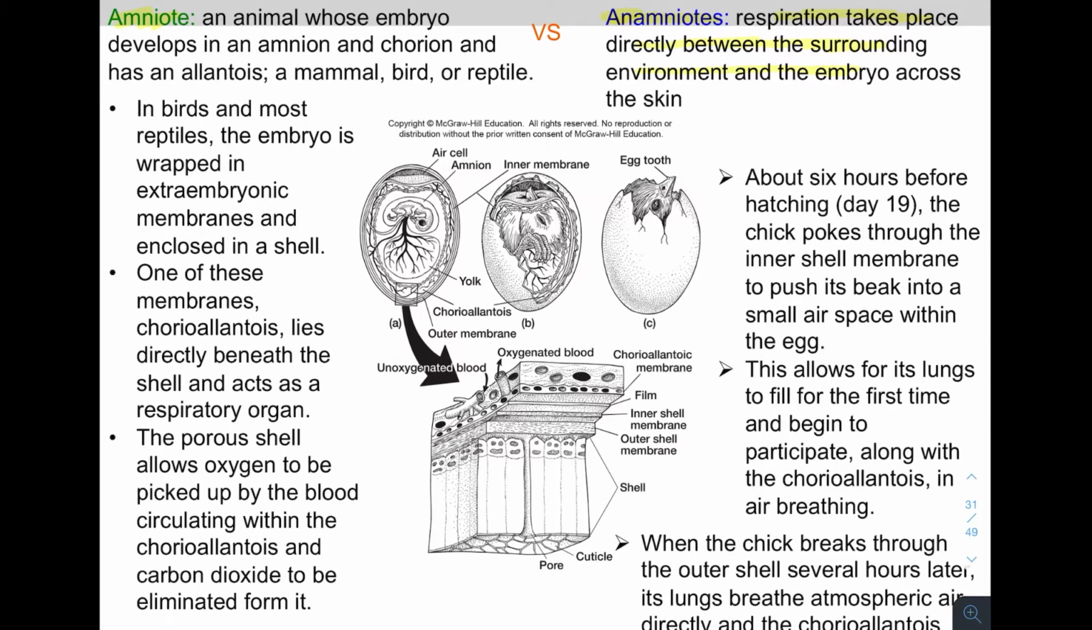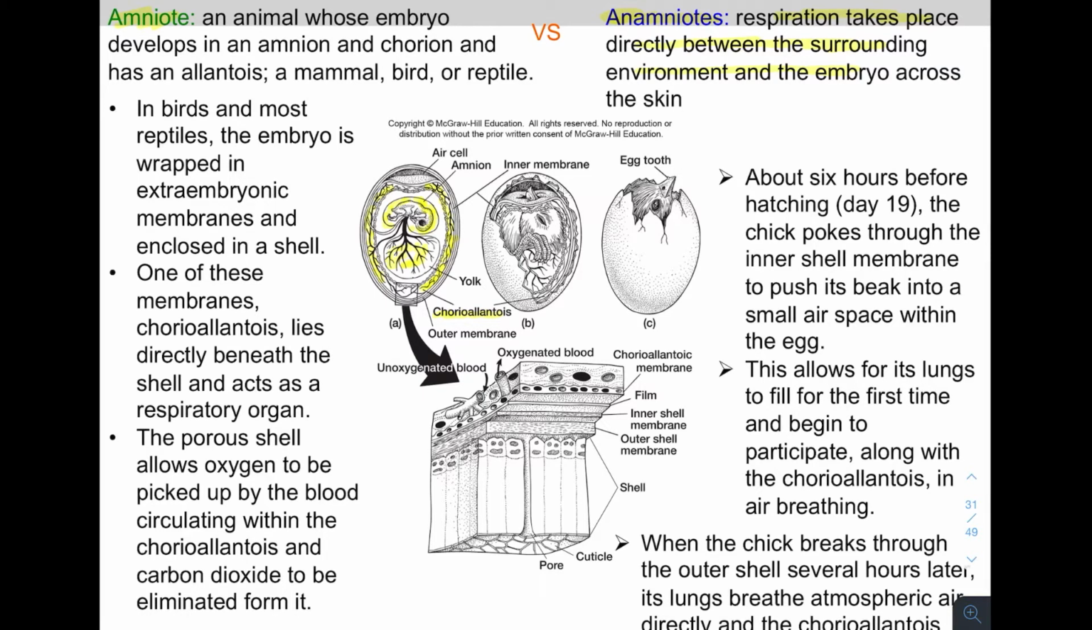Now, if you look at this chick embryo, you'll see that you have that amnion, which is that fluid that surrounds the chick, and that's where this word amniote comes from. You also have, for example, the yolk right there, that if you're familiar with eating eggs, you know exactly what that is. But the breathing membrane is known as the chorioallantois, which is this part that surrounds the embryo closer to the shell, basically.